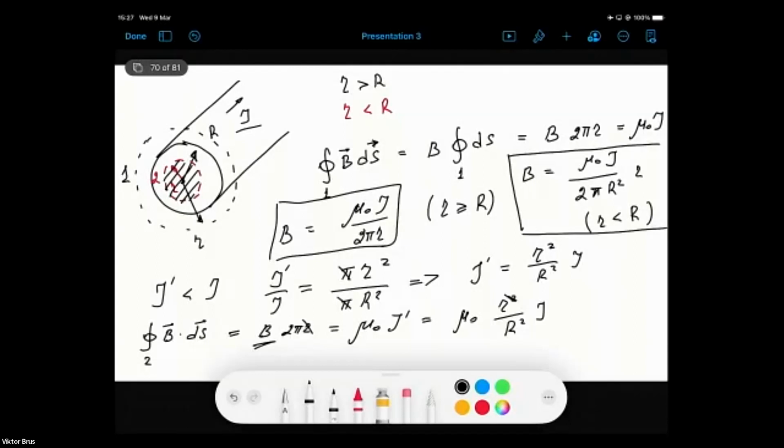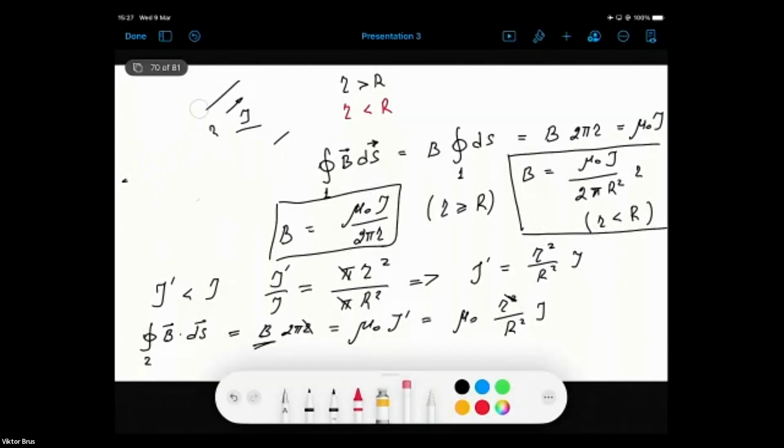If we plot now some dependence of magnetic field as a function of this radius, we will see something like this. Let me maybe delete this. We don't need it anymore.